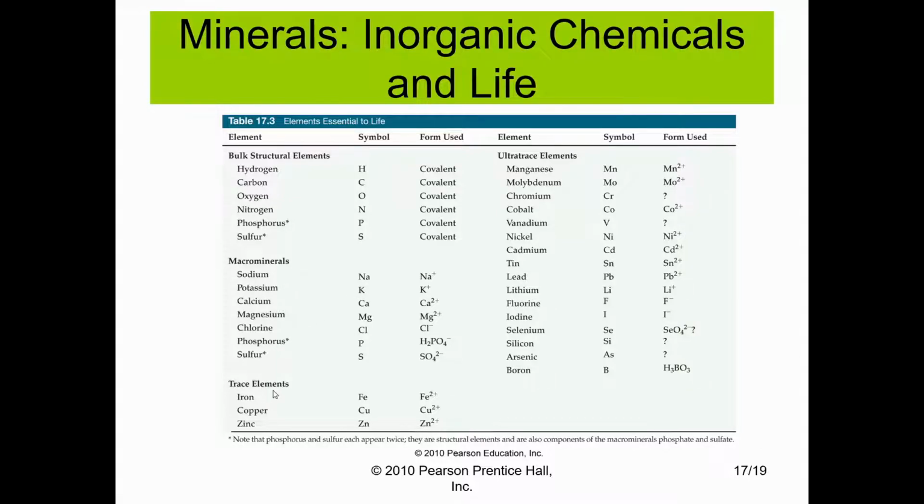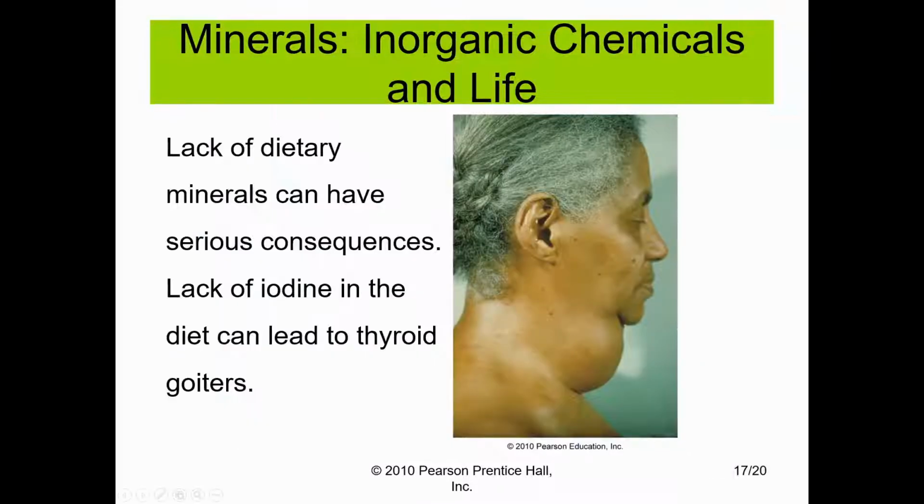We also have a variety of other trace elements and ultra-trace elements that are necessary in small amounts for our body to function properly. Lack of some of these dietary minerals can have serious consequences. For example, a lack of iodine can lead to a goiter in the throat, as depicted in this photo. Iodine is extremely important for our thyroid to properly function and produce a variety of hormones.